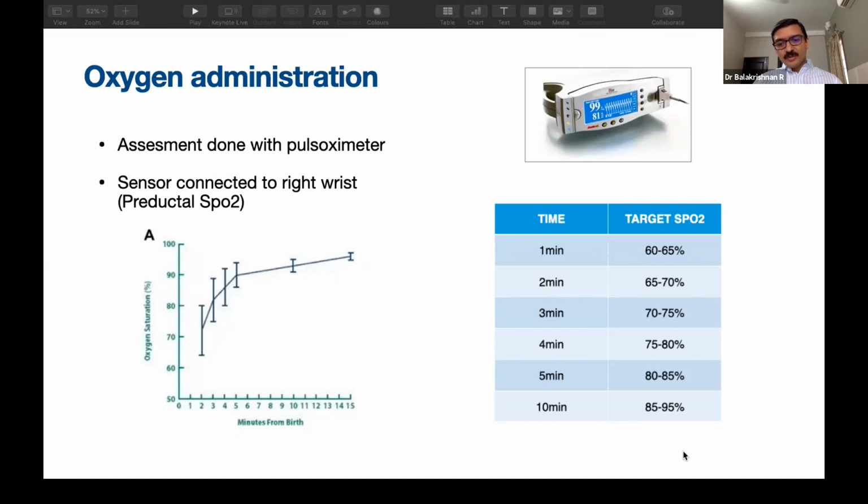So if the baby whom we are resuscitating has saturation around 70 to 75 at 3 minutes, there is no need to give oxygen. But at the same time, if the saturation is 95 at 3 minutes, probably we need to reduce the FiO2. And if the baby's saturation is 60 at 3 minutes, probably we need to increase the FiO2. So this gives us a guide to the FiO2 that needs to be administered to the babies during resuscitation. And we need to have this chart in the resuscitation trolley as well.